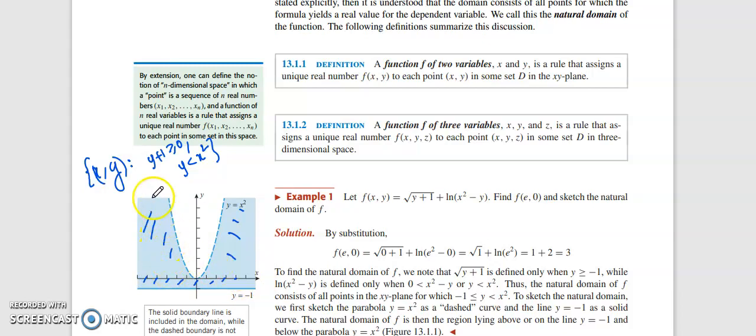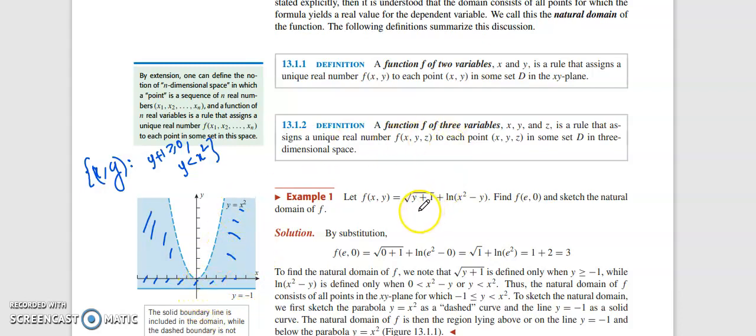So the domain is the intersection of both these. That will be this shaded portion. So the domain will be the region lying below the parabola and above the line y equal to minus 1, including the line y equal to minus 1.